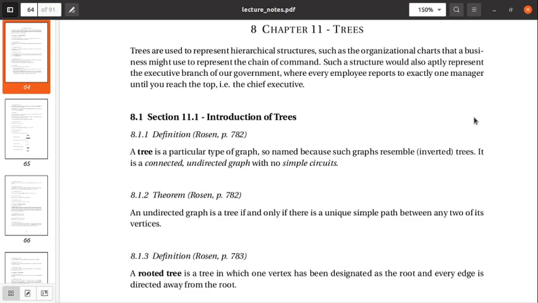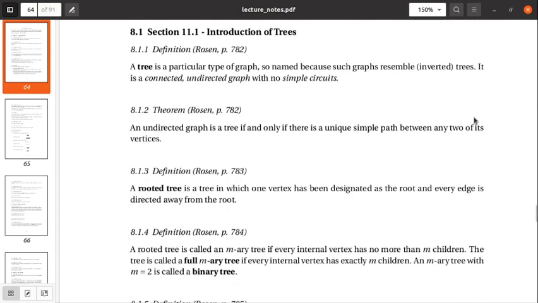Such a structure would also aptly represent the executive branch of our government, where every employee reports to exactly one manager until you reach the top, i.e. the chief executive. Okay, so as we discuss these and as we introduce the definitions, I want you to think about these examples that will help you fix in place what the concept of a tree is. Even though, in terms of family tree, it's already something that should be familiar to you on some level.